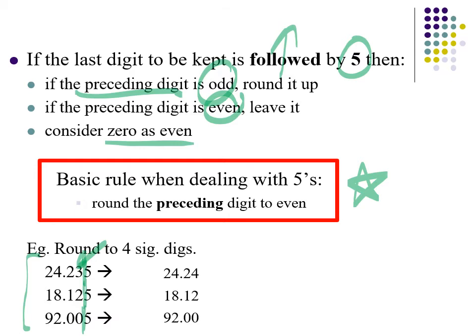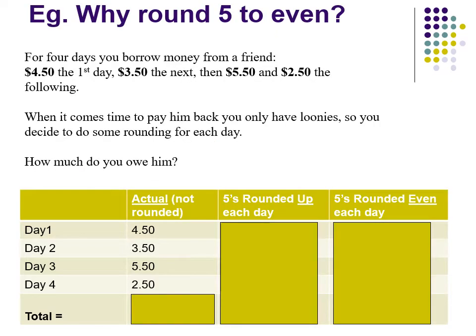Now, the reason why you'd want to do this is because here's a quick example as to why you would want to round up half the time and down half the time. Otherwise, you'll end up with a skew of your data towards the high side because you're rounding up every single time. So let's use this as a quick example as to why we do this.